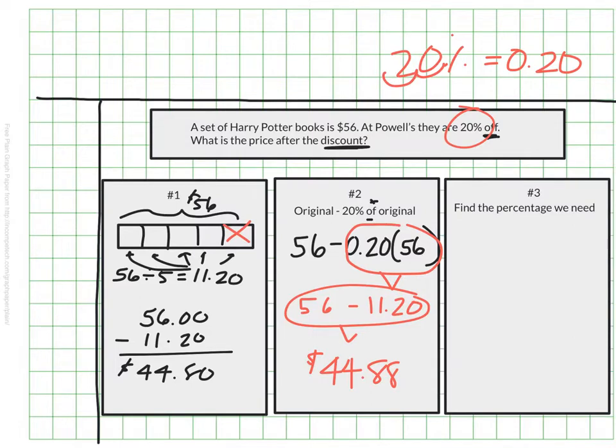Our third option is to find the percentage that we actually need. And remember that the whole price, right, before there's anything happening to it, is 100%, right? That's 100% of the price for the books, right?